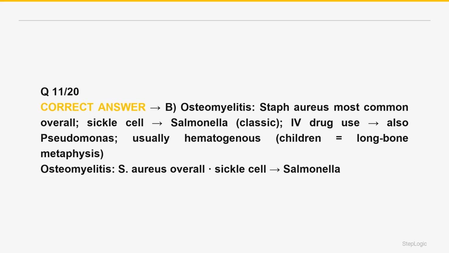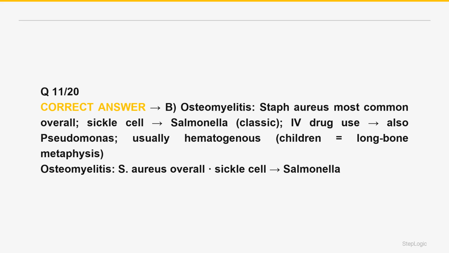The correct answer is B. The high-yield special associations are frequently tested. In sickle cell disease, while Staph aureus is still common, Salmonella osteomyelitis is the classic association, the board buzzword. IV drug users and diabetics get Pseudomonas and staph.